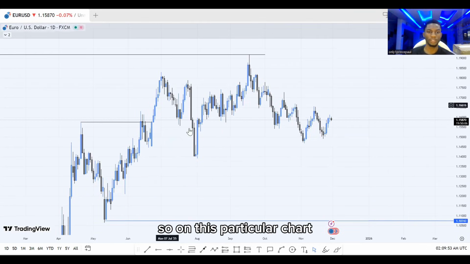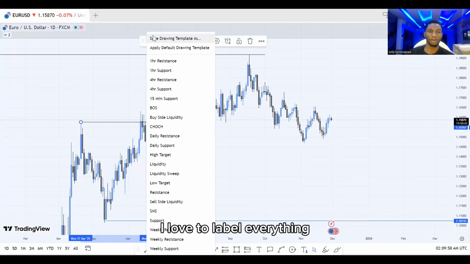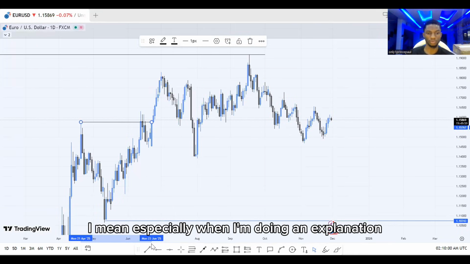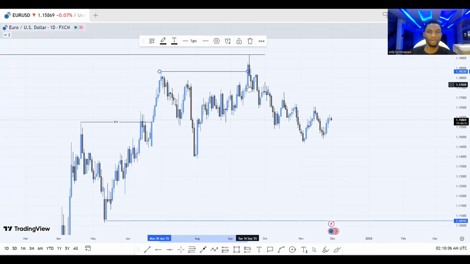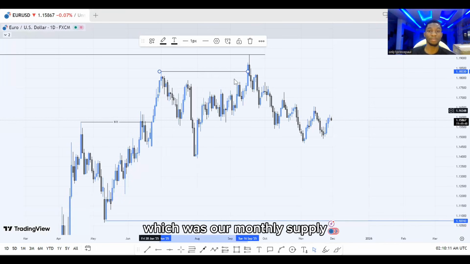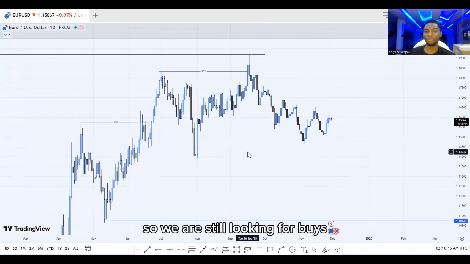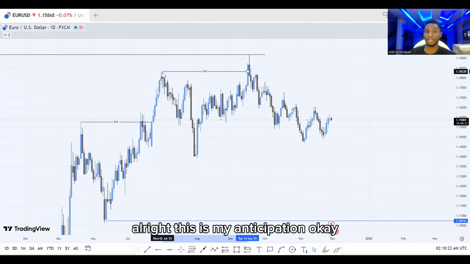So on this particular chart, we saw this particular break of structure over here. I love to label everything, especially when I'm doing an explanation video like this. Remember, we have not tapped the higher time frame supply, which was our monthly supply, this ash rectangle over here. So we are still looking for buys. We're still looking for ways to be bullish on EUR/USD. Right? This is my anticipation.